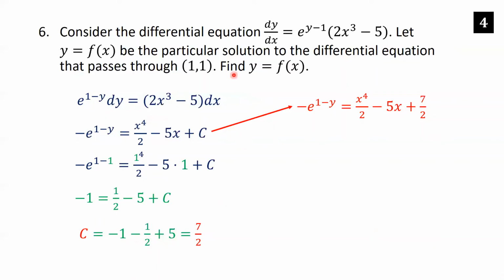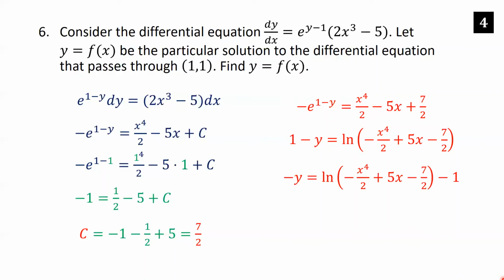Okay, now it does say find y equals f of x, so we should get y by itself. I'm first going to eliminate this minus sign by multiplying by minus 1 on each side. So this becomes negative x to the 4th over 2 plus 5x minus 7 halves. And then if I take the ln of each side, on the right we just get the ln, and here we get the ln of e to the 1 minus y, which is just 1 minus y.